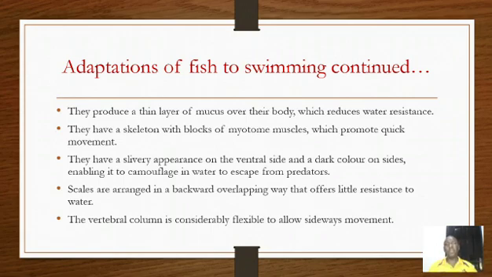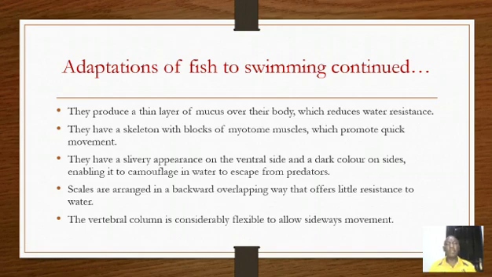Then they have a silvery appearance on the ventral, meaning down, and dark color on the sides. And what is the importance of that? To camouflage and escape predators. Remember, we've seen that to camouflage is the ability of an organism to be in an environment resembling its body color, so that it is not easily seen by predators.